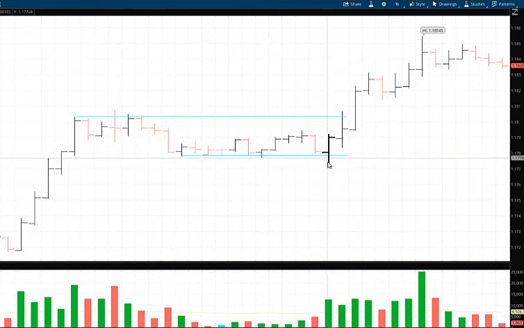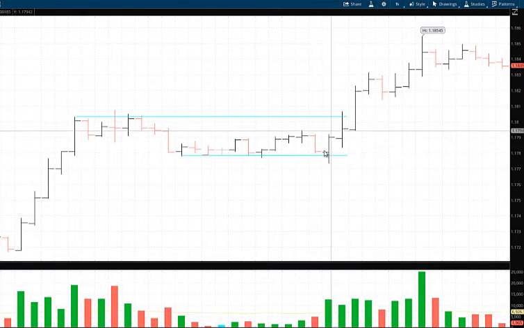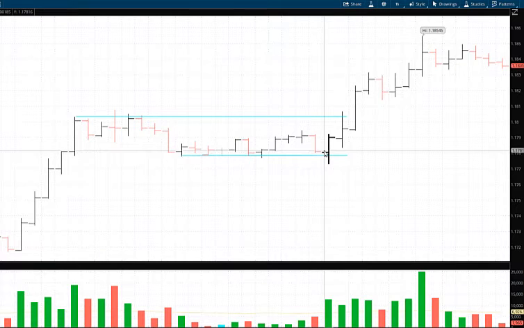Now, this is something that a lot of people get stuck in. They see a move to the downside at the London Open, and they'll trade it to the downside, and then they get stuck in its reversal. They may be trading off of a smaller time frame. I prefer to trade off of a 30-minute or a 1-hour chart when I'm day trading.